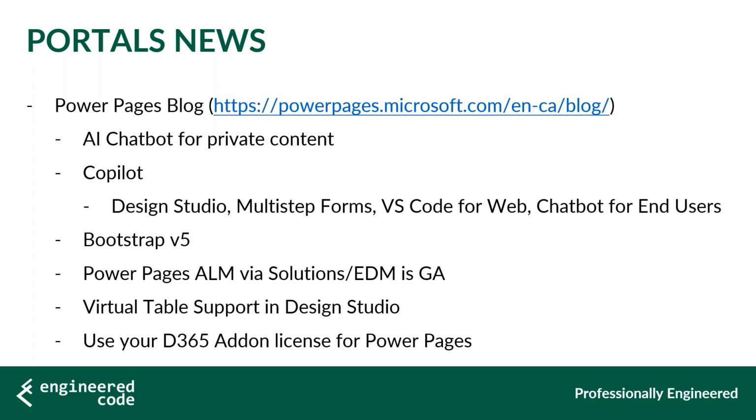In no particular order, I think roughly reverse chronologically, we've got the recent announcement about an AI chatbot for private content. The AI chatbot was announced a few months ago, but it was restricted just to publicly available content that could be crawled on the site. Now, this most recent feature announcement is the ability for it to look at content that's private and consider security roles within that chatbot. So you can be asking the chatbot questions, and it may answer differently depending on which access to the different parts of your Power Pages site that you get.